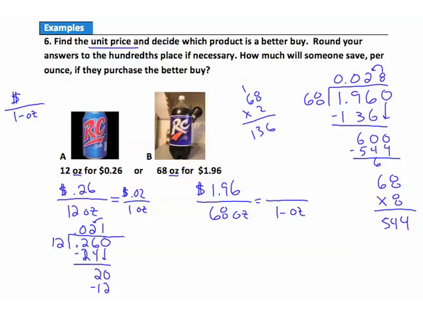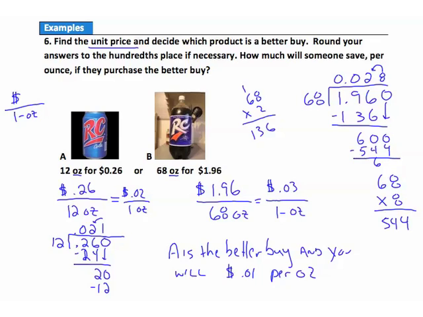So the unit rate on this one, or the unit price on this one, is going to be 3 cents per ounce for the bigger bottle. So product A is the better buy. And you will save 1 cent per ounce if you purchase the better buy.